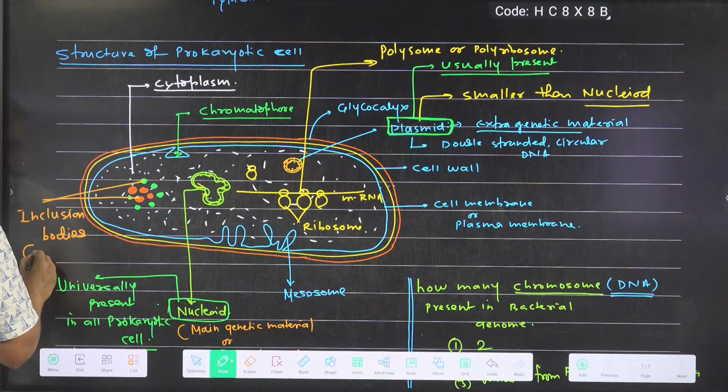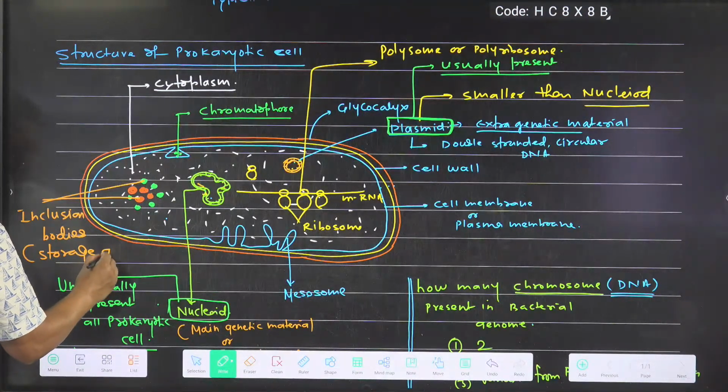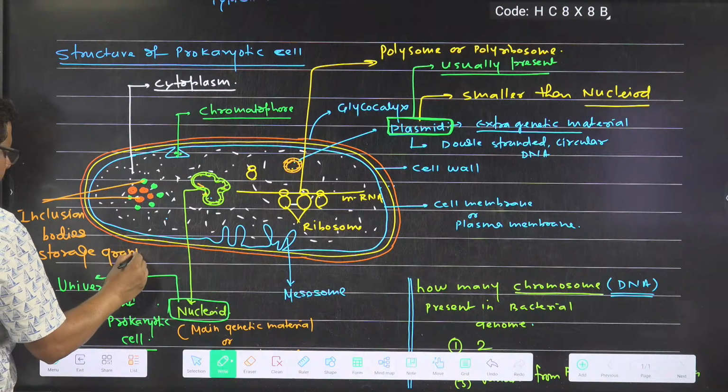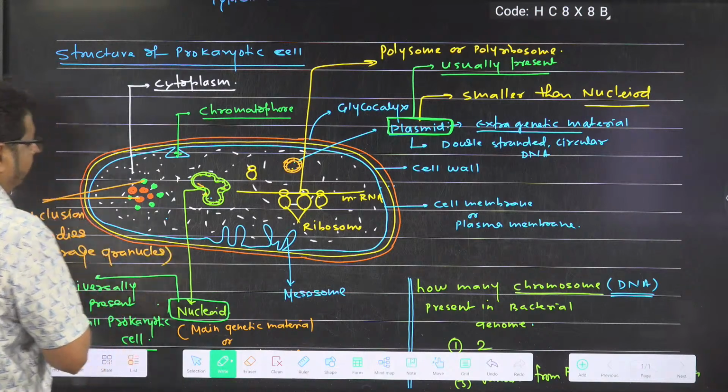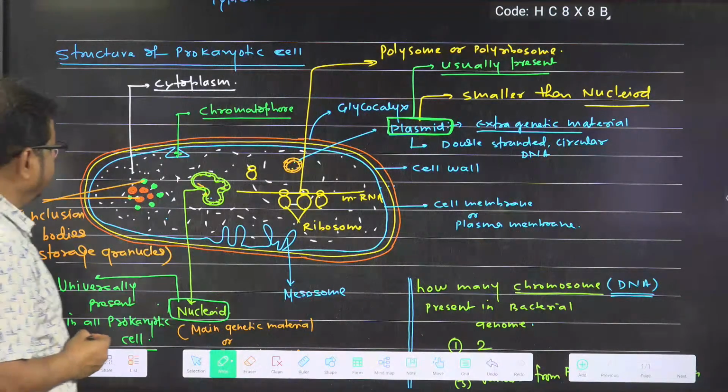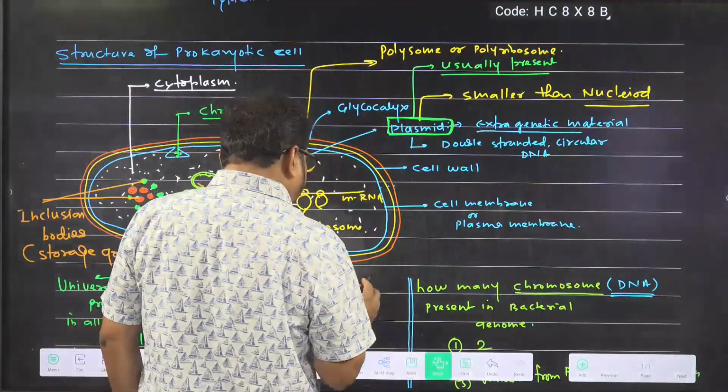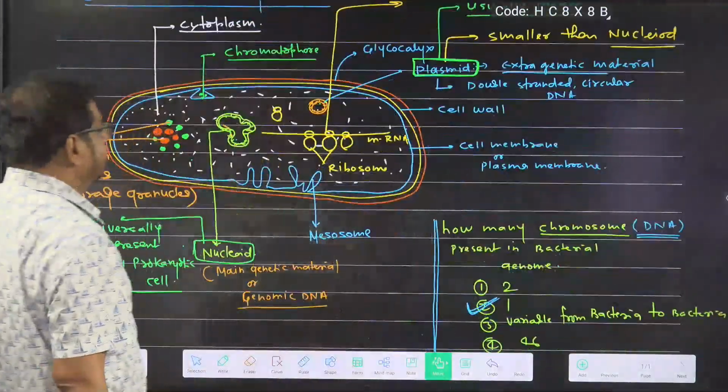These inclusion bodies are what? Basically storage granules. It stores the material. I will talk about it. Storage granules. Got the idea? So these are the typical structure of a bacterial cell.